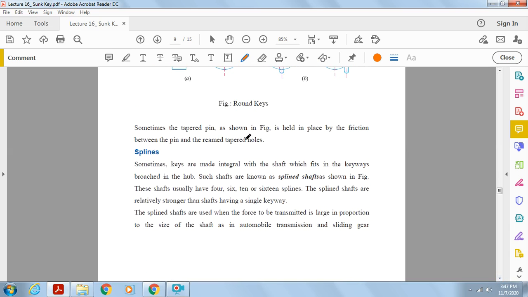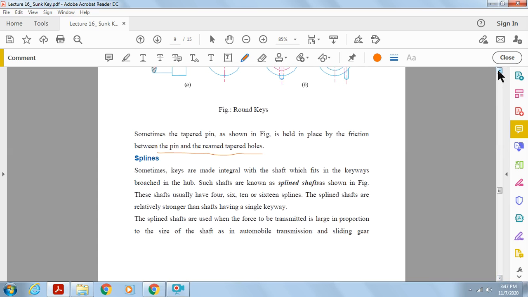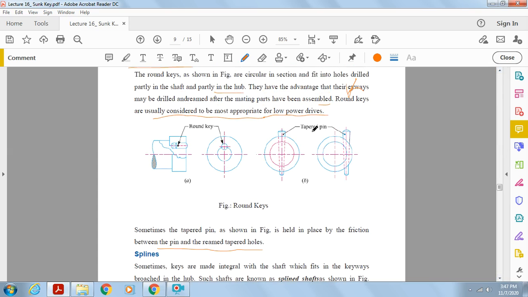Sometimes the tapered pin as shown in figure is held in place by the friction between the pin and the reamed taper holes. This one is the taper pin.